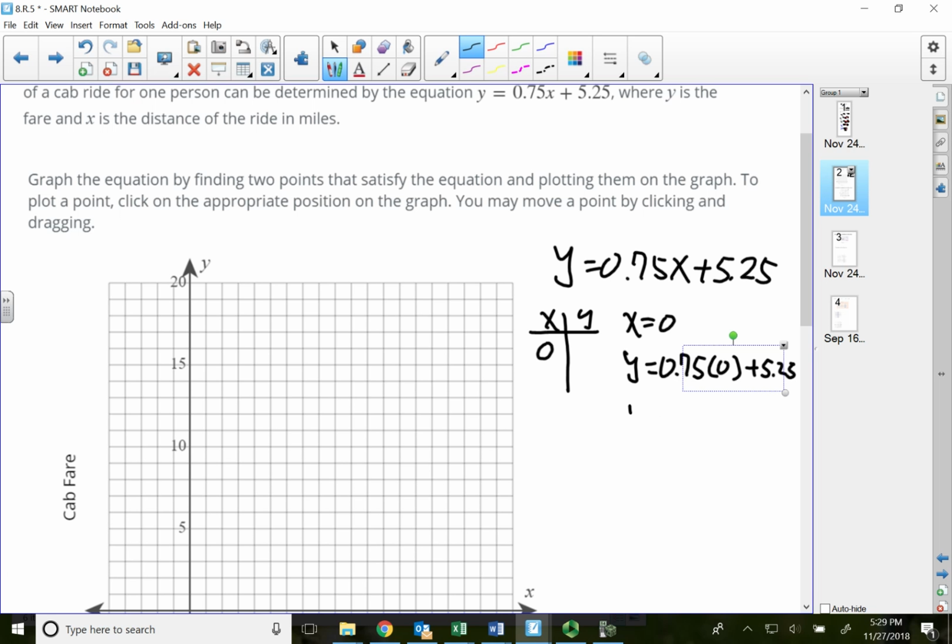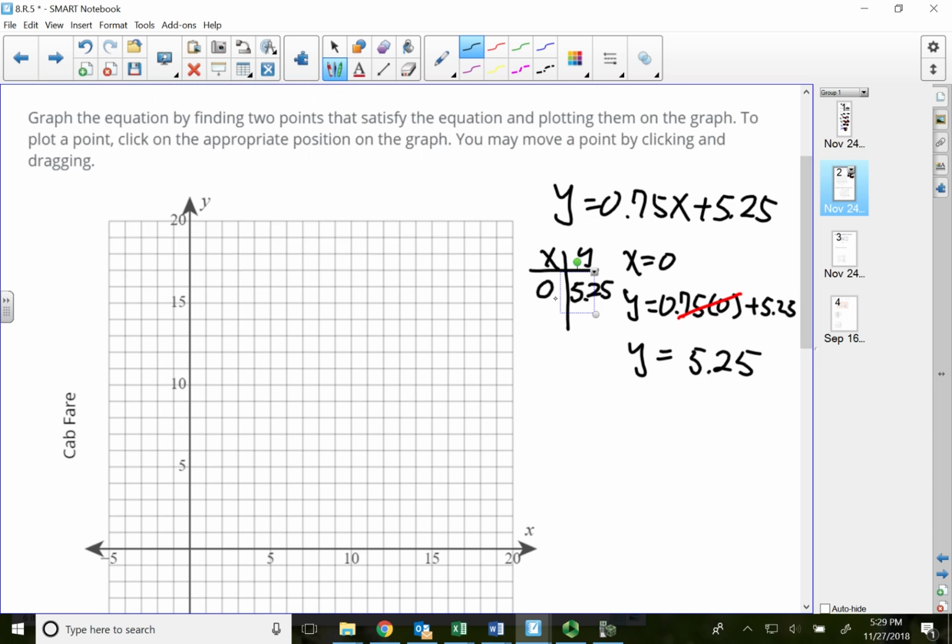which 0.75 times 0 is just 0, so this term is gone. So the only thing I have left is 5.25. So what that means is, if I go 0 distance, if I open the cab door, sit down, and say I'm not going nowhere, I still got to pay $5.25. Okay. Let's pick another number.